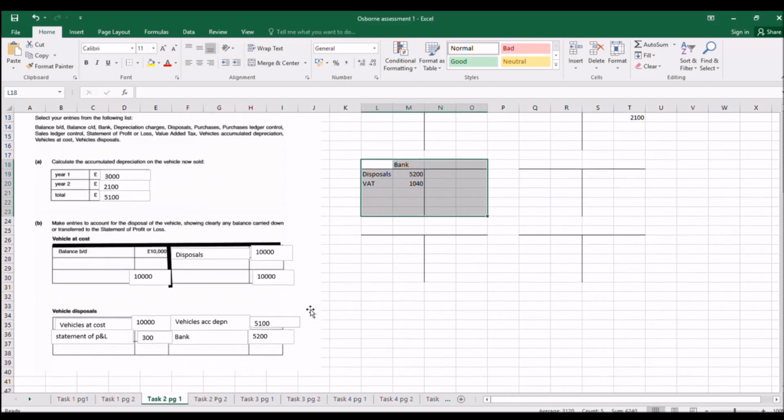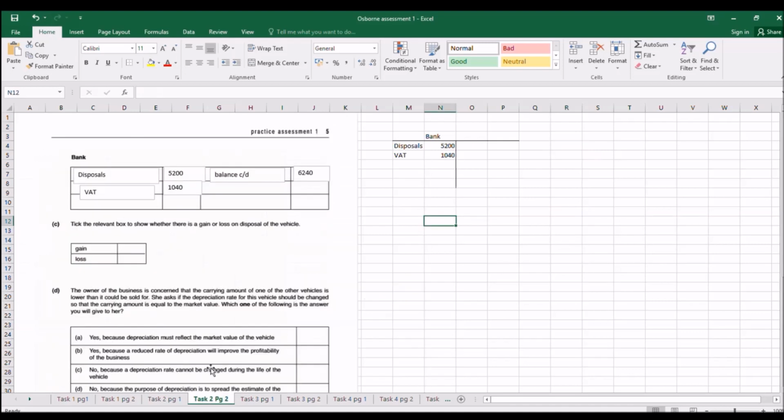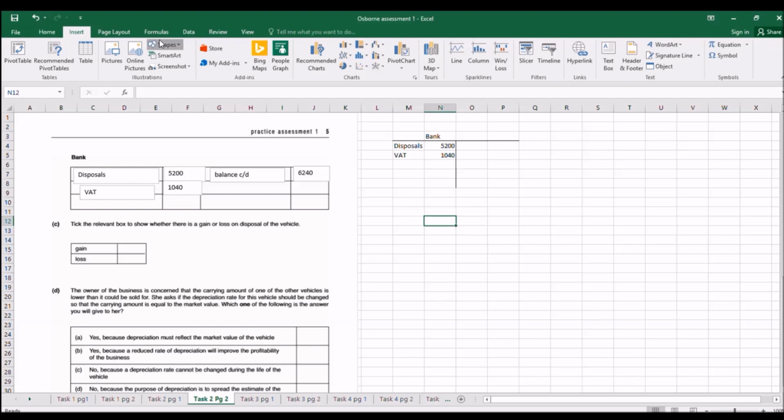And so here what we could see is that the value of the asset was 4,900. So the cost was 10,000, and the cumulative depreciation was 5,100. So 4,900 is the value of it. We sold it for 5,200. So we sold an asset for 5,200 that was actually only worth 4,900. We made a profit. So that's a gain. We got a gain there.